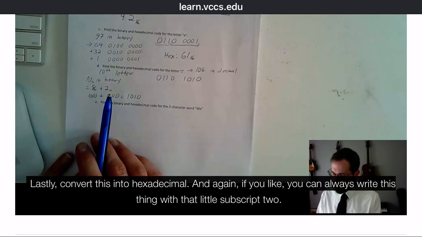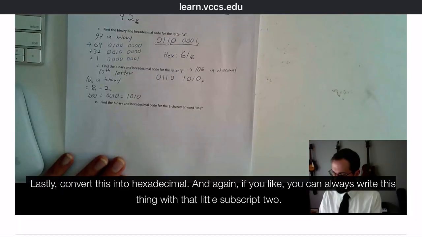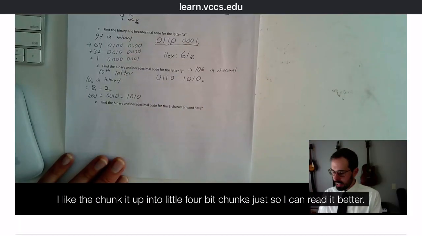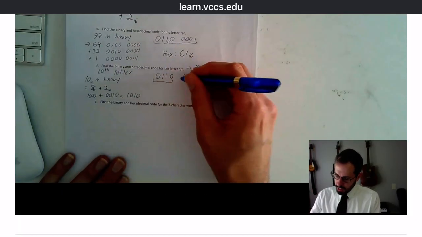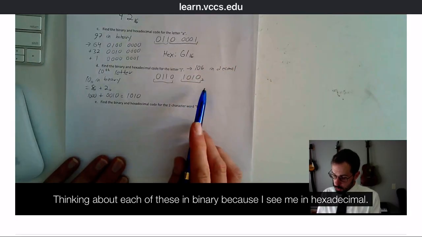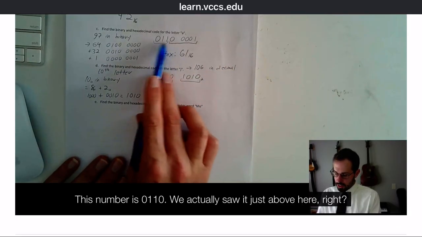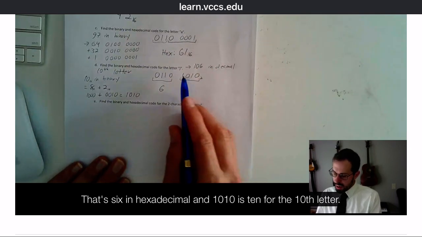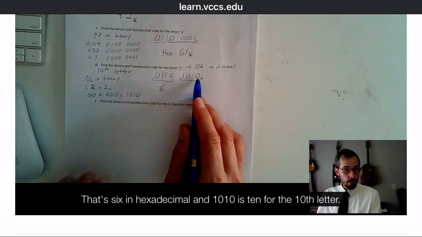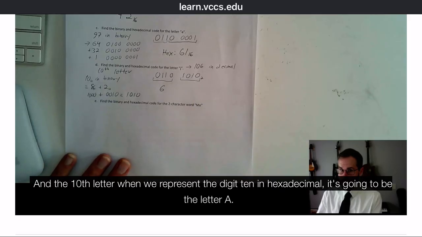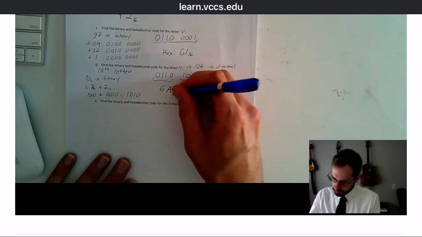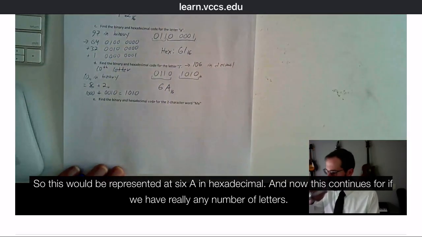Lastly, let's convert this into hexadecimal. And again, if you like, you can always write this with that little subscript 2. I like to chunk it up into little 4-bit chunks just so I can read it better. Thinking about each of these in hexadecimal, this number 0110, we actually saw just above here. That's 6 in hexadecimal. And 1010 is 10 for the 10th letter. When we represent the digit 10 in hexadecimal, it's going to be the letter A. So this will be represented as 6A in hexadecimal.